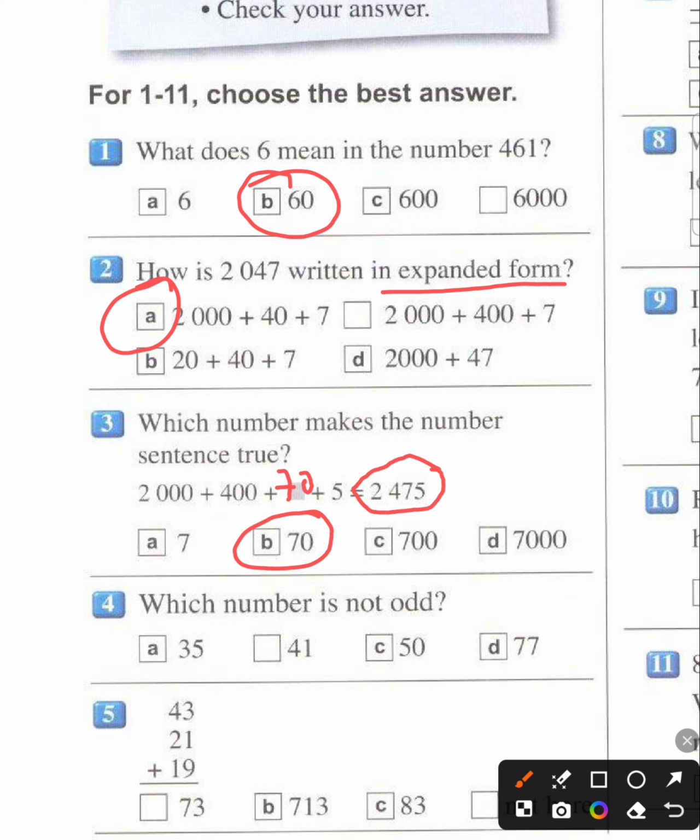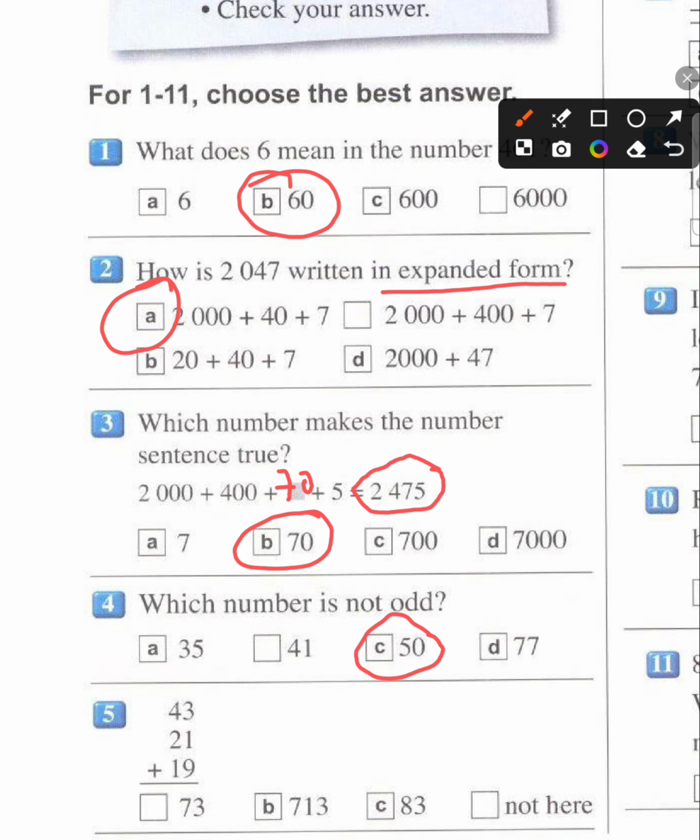Question number 4. Which number is not odd? You know we have even and odd numbers. If somebody says it's not odd, we must look for which number is even. Is number 35 odd or even? Odd. Number 41 odd. Number 50 even, it means it's not odd. The correct answer. Number 77, it's odd. Okay. Another.